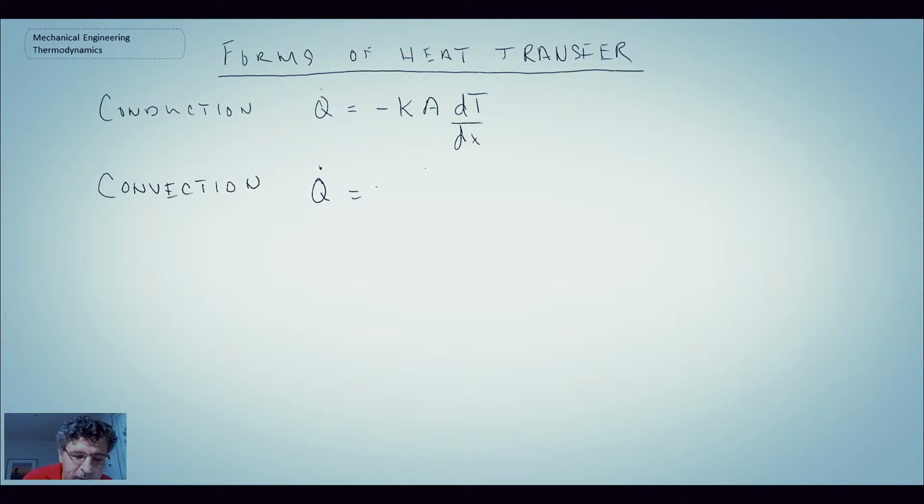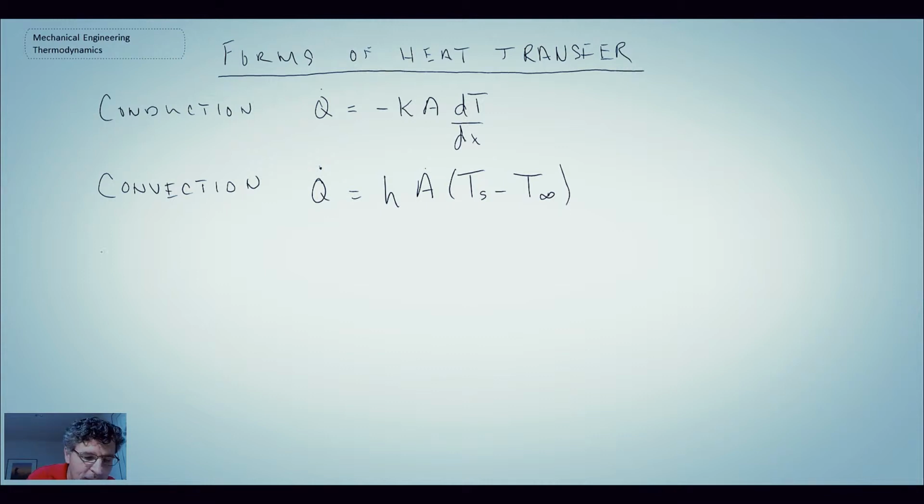And the way that we express this is with the equation hA(Ts minus T infinity), where Ts is the surface temperature of the object where heat is either going into or being removed from, and T infinity is the free stream temperature of the fluid flowing past the object. And here h is the convective heat transfer coefficient for that particular case. So it would depend upon the Reynolds number of the flow, or the Grashof number if it's natural convection. So that is the equation for convection.